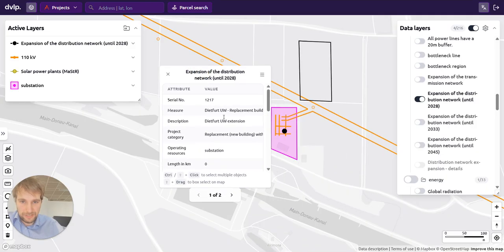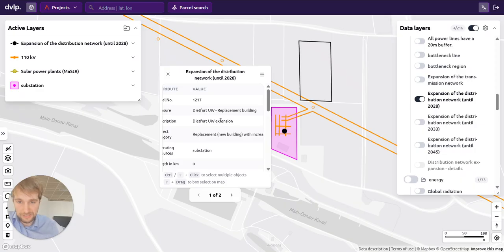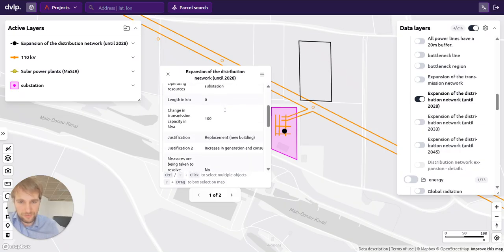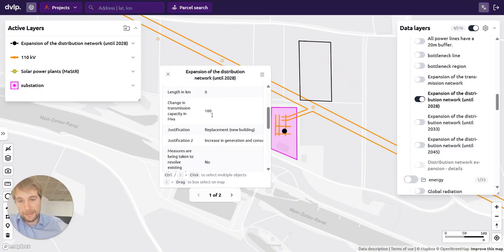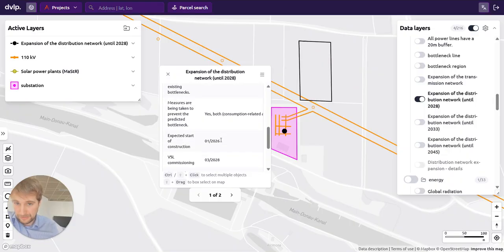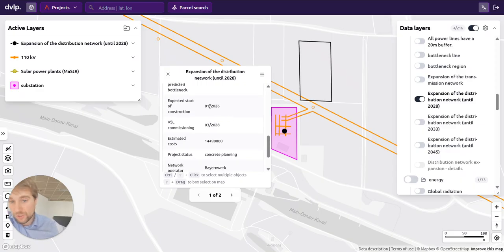And this actually is now interesting because we have an expansion of this substation. There is a replacement increasing the transmission and transformer capacity by 100 MVA, so that's definitely significant. The reason given is an increase in generation and consumption locally. We have consumption-related and production-related bottlenecks, so the reason is to resolve those bottlenecks. That's great, and the expected start of construction was January 2026, so that's interesting. We have a commissioning date for 2028.